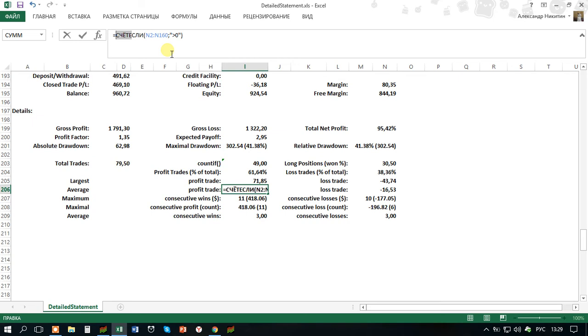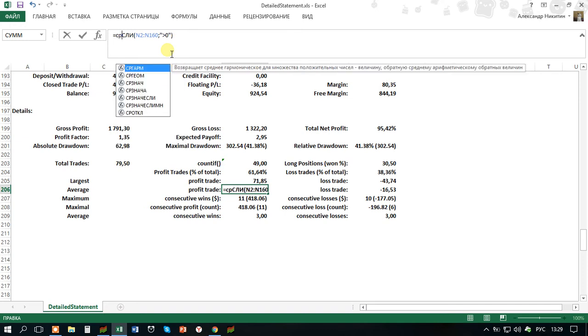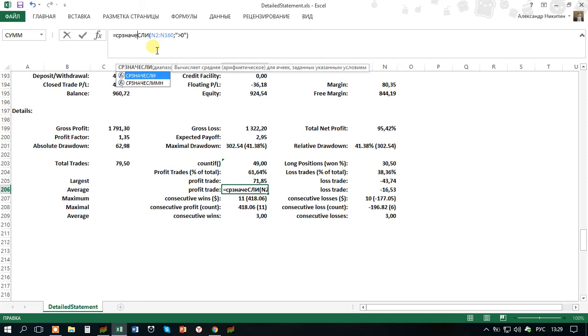In Russian, it is Srznach F. So I will delete this. Okay, so it will calculate the average of all winning trades. This is the formula: average if the same range is more than 0, and so on.